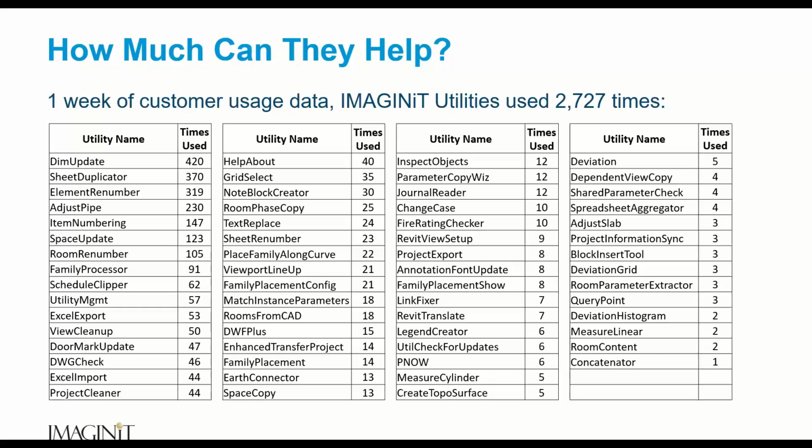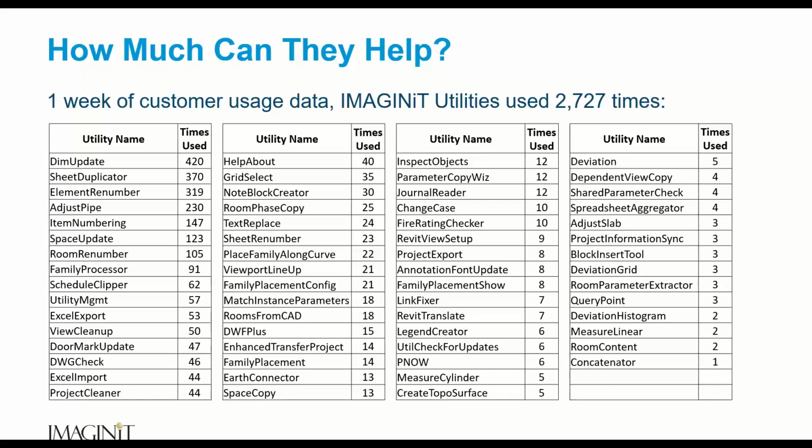But then if we look at other things like sheet duplicator or the Excel import export of data, to be able to batch edit data and suck those changes back in, that could be minutes to half an hour to hours' worth of time saved on some of these tools. So there's a huge range of how much time savings you might get depending on the nature of the particular utility that you're running.